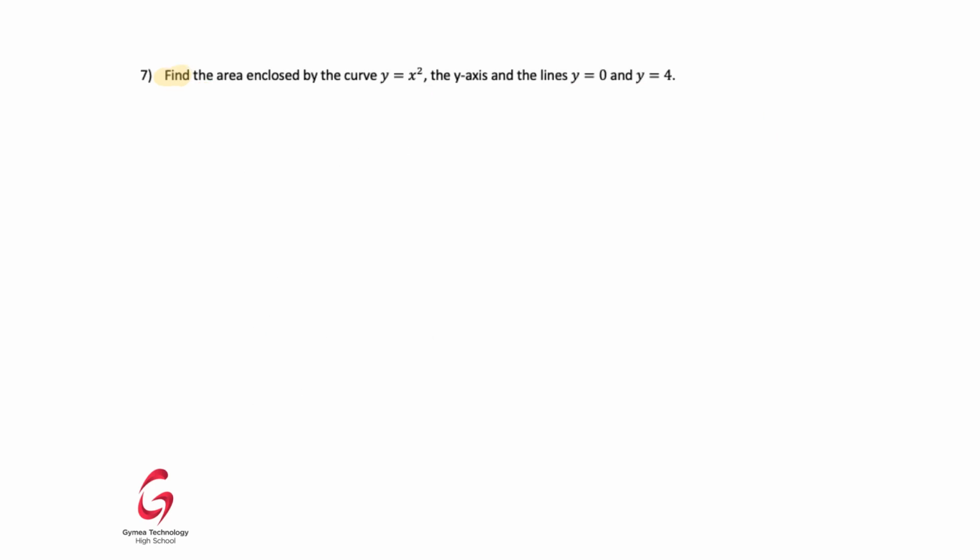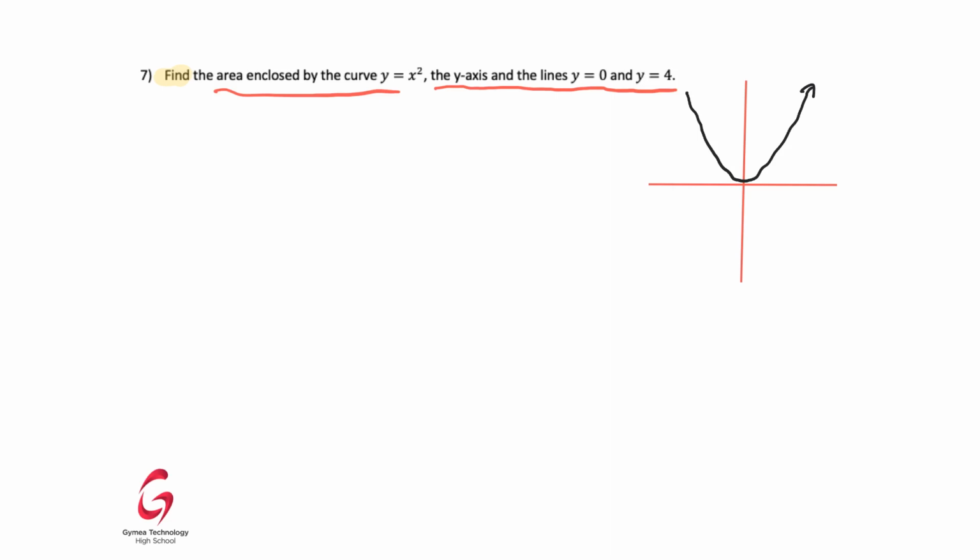Example number 7 states, find the area enclosed by the curve y equals x squared, so a regular parabola, the y-axis and the lines y equals 0 and y equals 4. All right, let's sketch. We have our parabola, y equals x squared. We're asked to examine the area enclosed by that curve, the y-axis, and the lines y equals 0 and y equals 4. So all of this area in here is what we're trying to find.